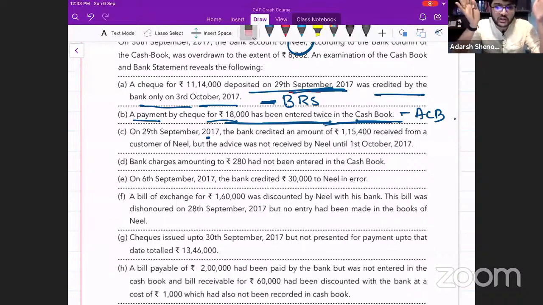Should it have been recorded in the month of September? Have you received the money in the month of September? Yes, no. Should you have recorded it in the month of September? Does it belong to September or October? It belongs to September. You have to record it in September.